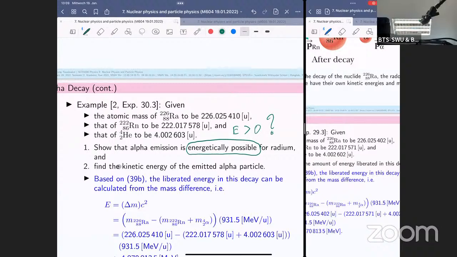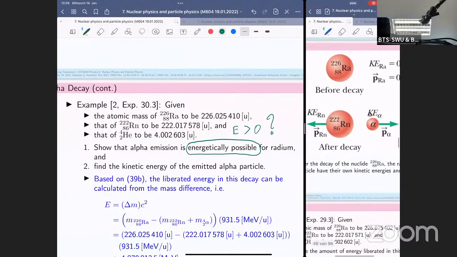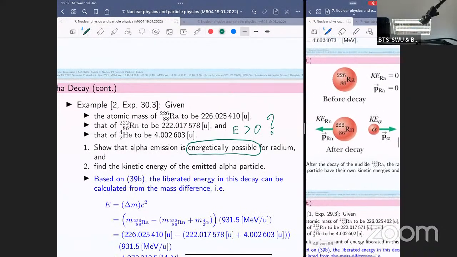That's the first question. The second question is difficult. It's a little bit complicated. Find the kinetic energy of the emitted alpha particle. Of course, you know that the whole picture of this decay is that we have radon as one of the output particles, and we have the alpha particle as the main point, right?